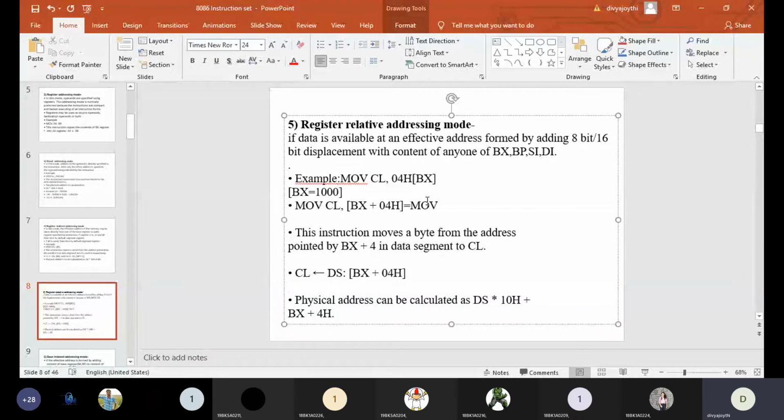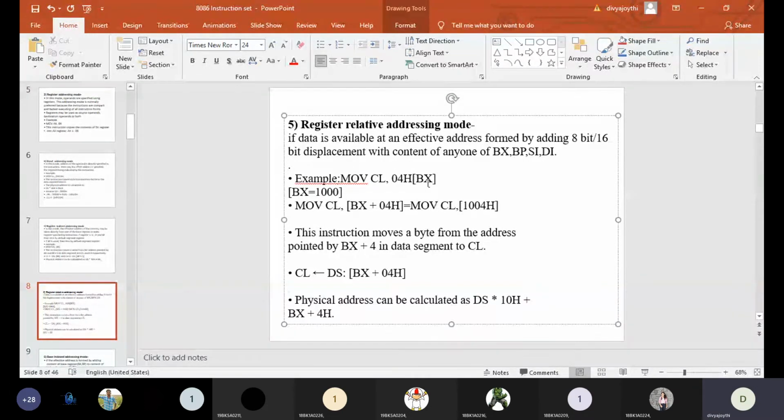MOV CL, [BX+4]. So add this displacement to this 1000, what will happen? 1004H. So this is how the instruction will be considered when you are writing an instruction in this format. This is how the processor will consider it.